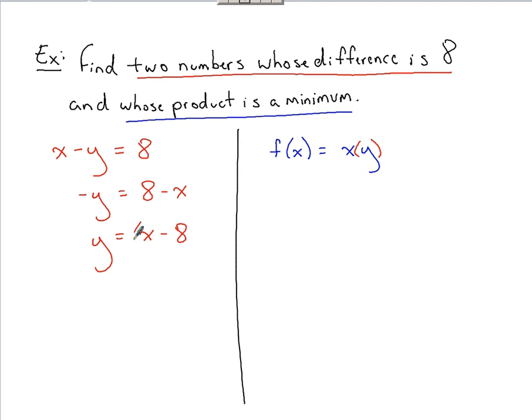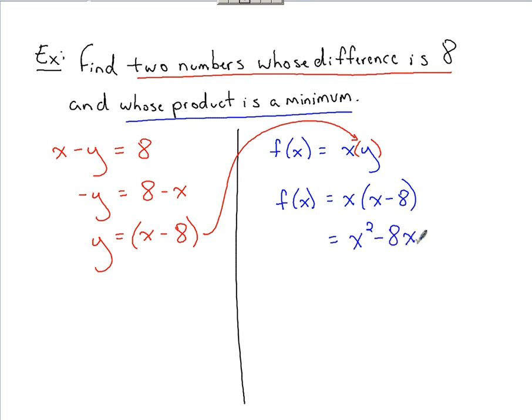We're going to take this x minus 8 now, plug it in over here to the function so that everything's in terms of one variable. When we plug in, we've got f of x equal to x times x minus 8. So if we distribute that x through, we've got x squared minus 8x. And now we have a function we can play with.